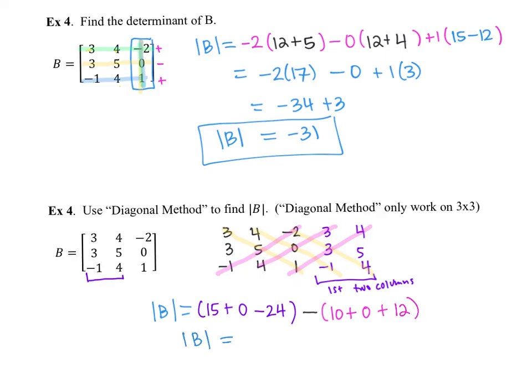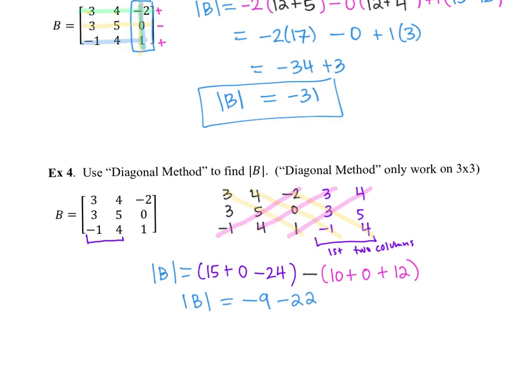What is 15 minus 24? Negative 9 minus 22, which is negative 31. Okay, so if it doesn't specify a method, you're welcome to use the diagonal method. It only works on 3 by 3s. Because of that, you still need to know the cofactor method in case you're asked to find the determinant of a 4 by 4.